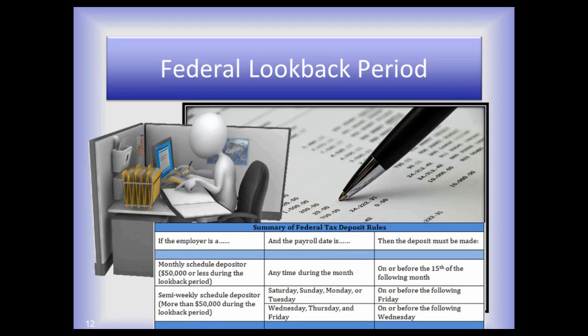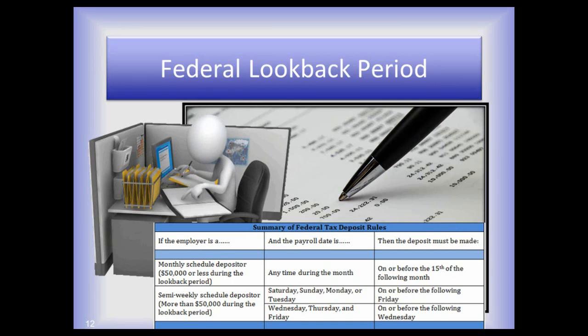Now there's a couple special rules. A $2,500 rule. If accumulated taxes are less than $2,500 in a quarter, they do not have to be deposited through EFTPS if they're paid with a timely filed quarterly Form 941. The $100,000 next day rule. $100,000 or more within a deposit period must be deposited on the next banking day.